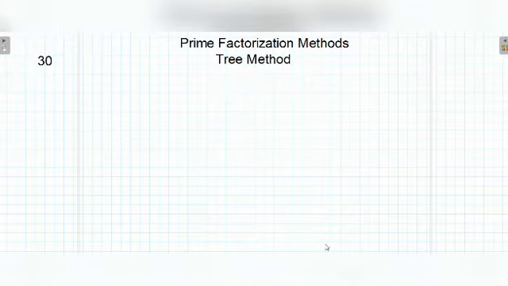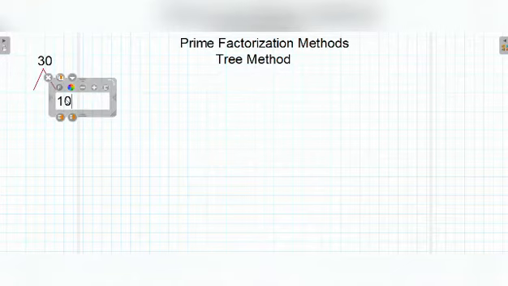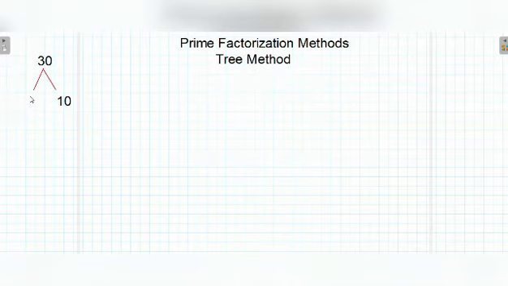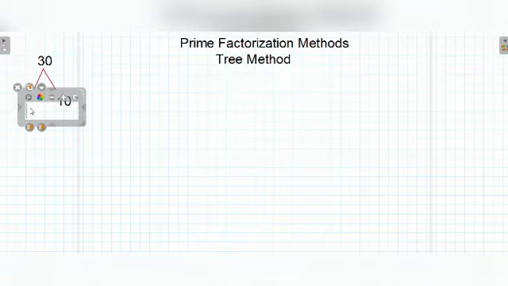30 has two factors, which, if you multiply them by each other, you will get 30. They are 10, and if you choose 10 and 3 or 5 and 6, it is the same. And the other number is 3.